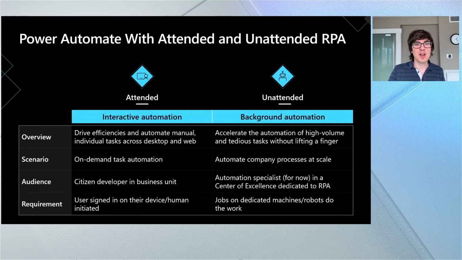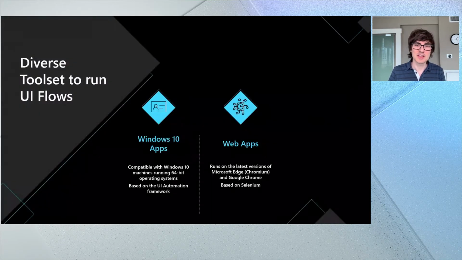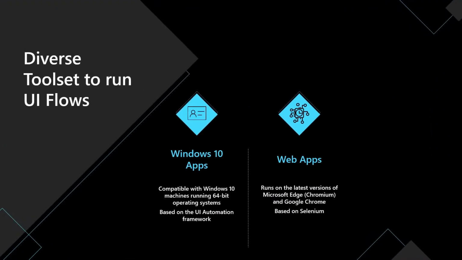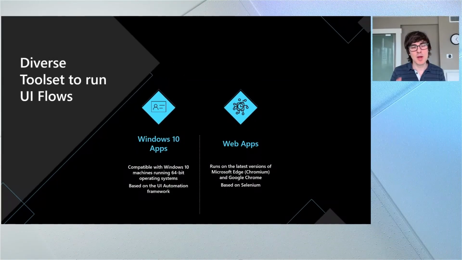But you don't want to have to do that if you don't normally need to. So there's a few different important tools that I like to talk about. The first is automating Windows 10 applications. We have this available today, and what it allows you to do is to use the Windows UI automation framework. We also have the ability to automate web applications by using a framework called Selenium.